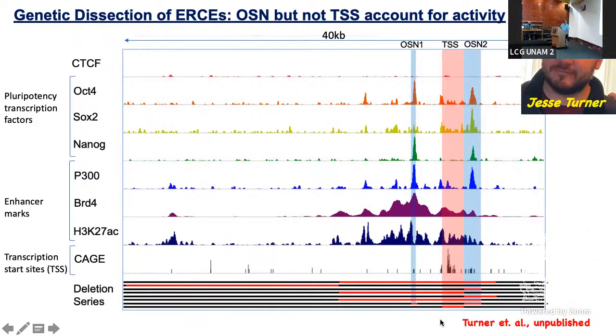And so, in fact, he did a series of deletions. And in fact, this was the business end of the region. But he also showed that if he deleted these two OCT4 SOX2 nanog sites, OCT4 SOX2 nanog are transcription factors that are at the core of transcriptional regulatory networks in pluripotent cells. And if he knocked out regions that bound all three of them, that we call OSN sites, he could recapitulate the phenotype of the entire 40 kb deletion. If he deleted the transcription start site, he got no effect on replication timing.